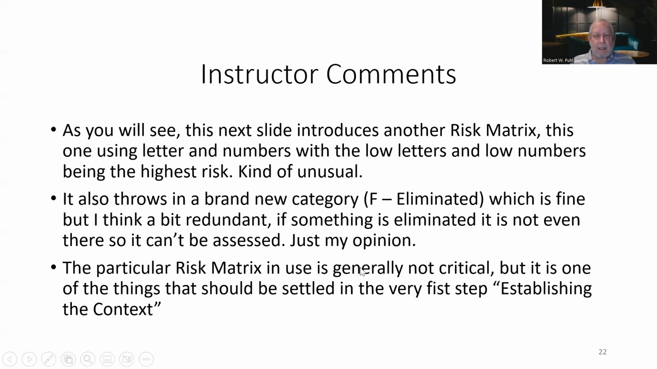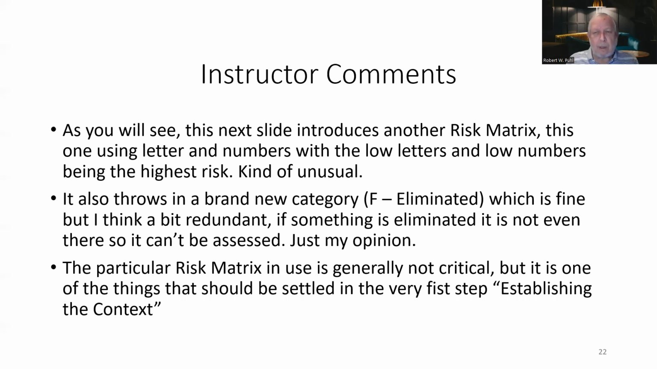As you'll see, this next slide introduces another matrix. This one we just talked about uses letters and numbers, with low letters and low numbers being the highest risk. Kind of unusual though. It also throws in a brand new category, F, eliminated, which is fine, but I think it's a bit redundant. If something is eliminated, it's not even there, so it can't be assessed. That's just my opinion. The particular risk matrix in use is generally not critical, but it is one of the things that should be settled in the very first step, establishing context.